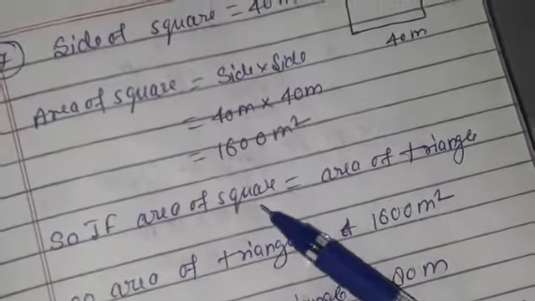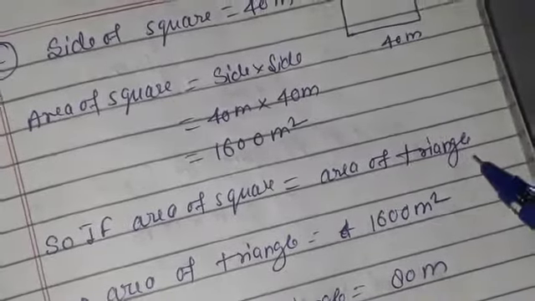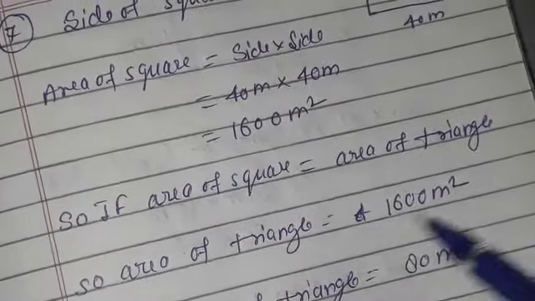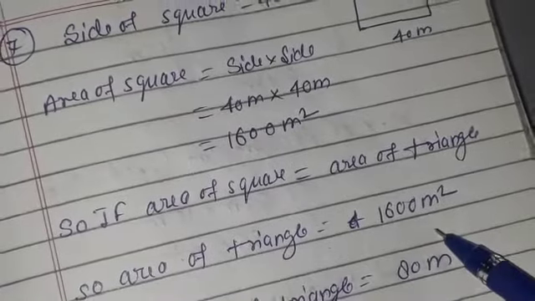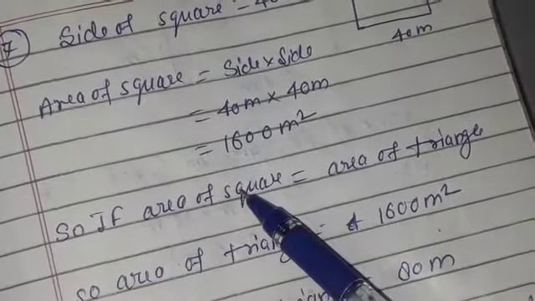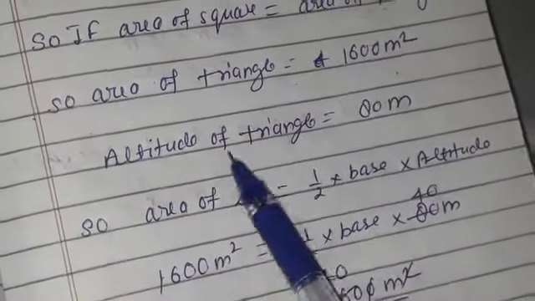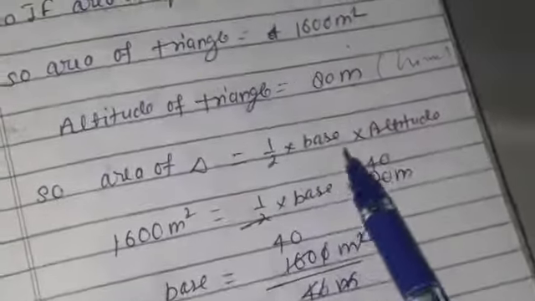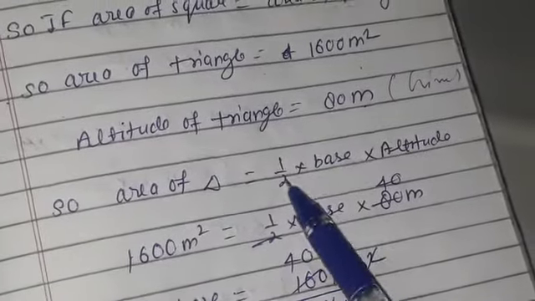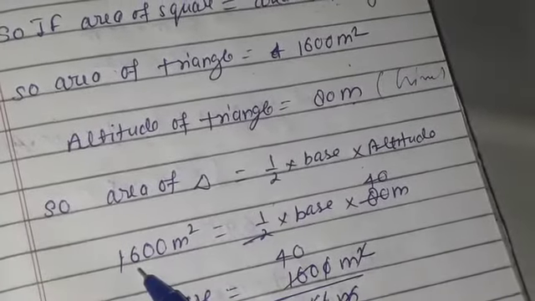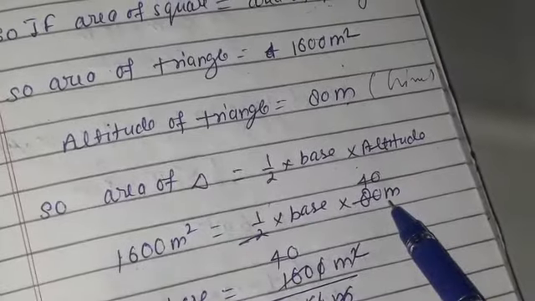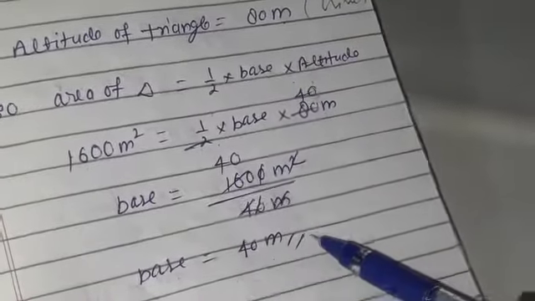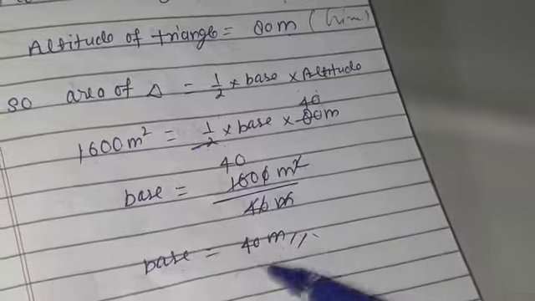So if area of square is equal to the area of triangle, so area of triangle is also 1600 meter square. Class, it's given that area of square is equal to the area of triangle, and now the altitude of triangle they given us. So it's given that it's 80 meter. So we have to find the base. So area of triangle is 1 by 2 base into altitude. They gave you the area of triangle, they gave you the altitude. So by solving this you can calculate the base. So this is your base.